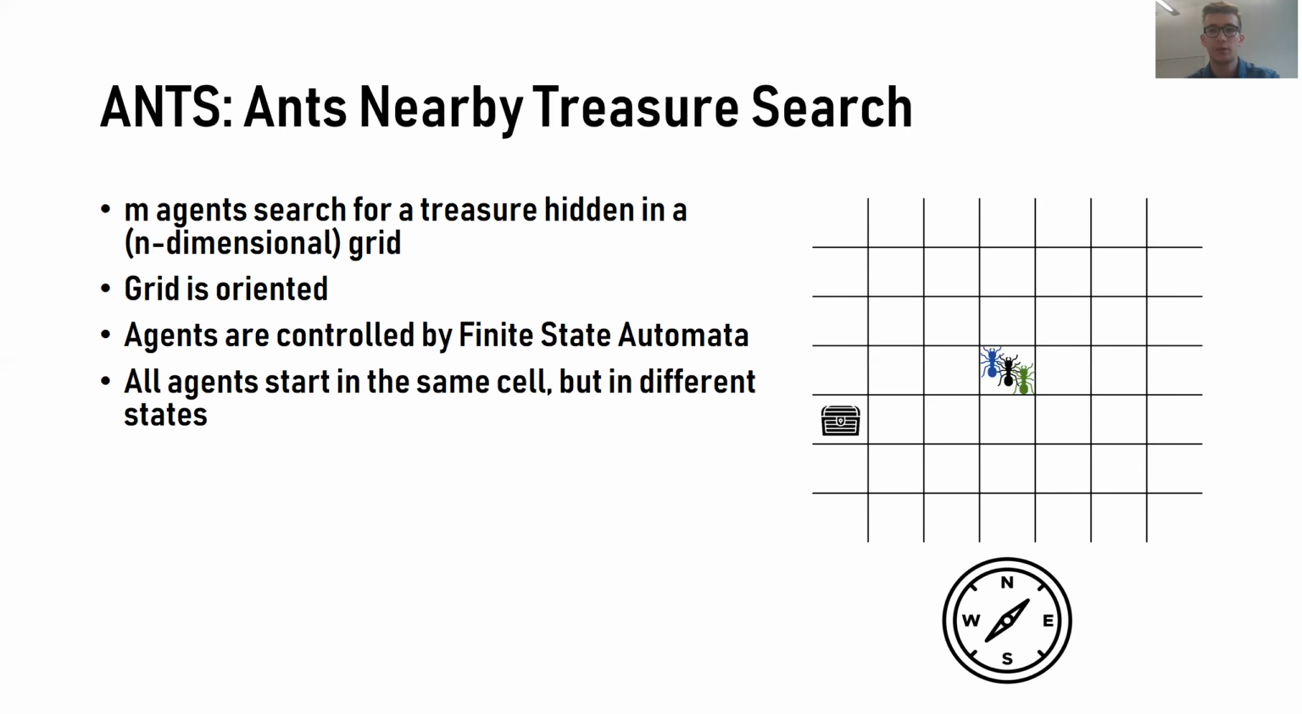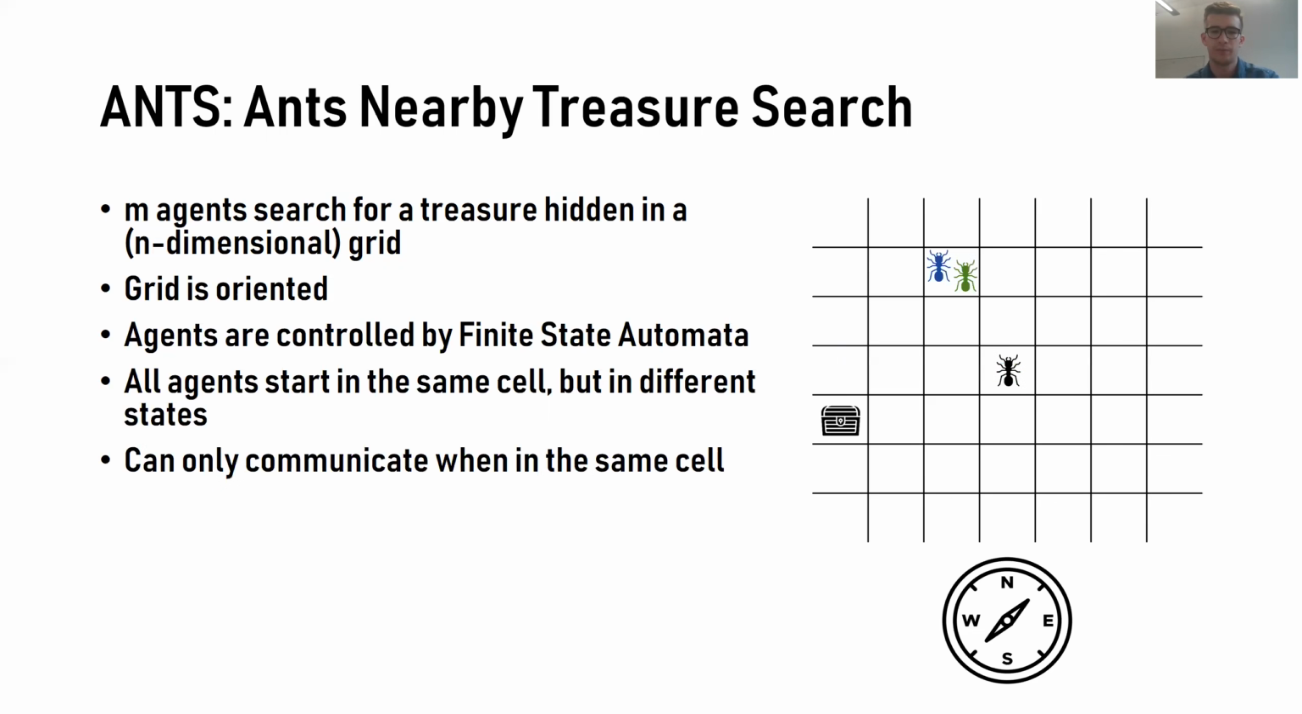Initially, we assume that all agents start in the same cell, but we allow them to start in different states. Or in other words, we can also think of each agent as being governed by a different finite state automaton. And we only allow agents to communicate if they occupy the same cell. So what do we mean by communicate? Well, one way to think of this is as exchanging some message, or another is that they can just sense the other agent's state. So they have full knowledge of the other agent's state.